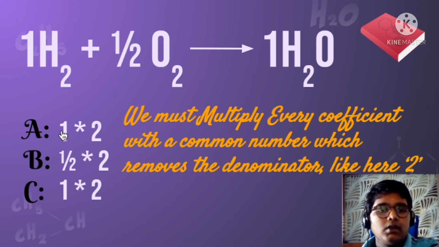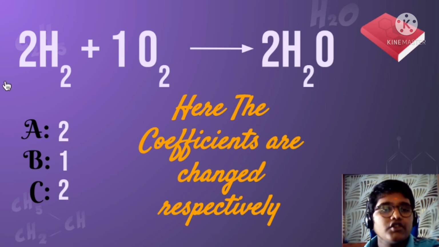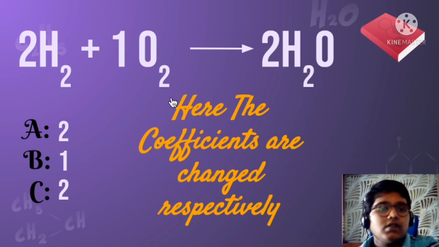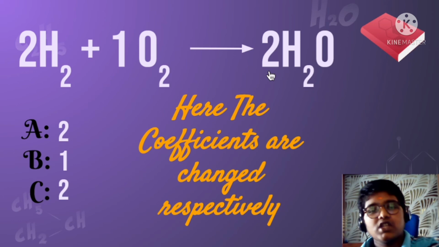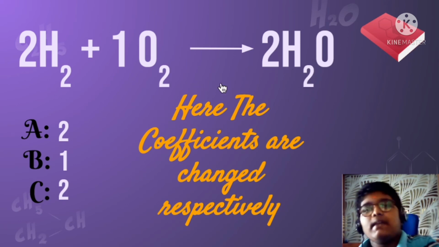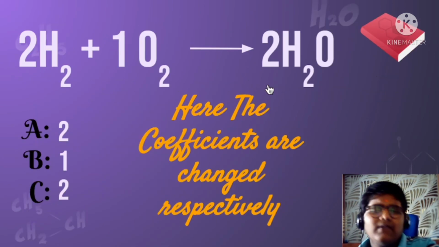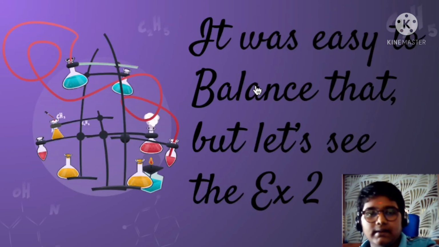So I multiply 2 with A, which becomes 2, and B is half into 2, which becomes 1, and C is 1, so 1 into 2 will be 2. So we substitute these coefficients into our A, B, C respectively, which makes 2H2 plus 1O2 gives rise to 2H2O. Here the coefficients are changed respectively, thus making it balanced. And you don't even need to check if you have done it correctly. 100% surely it will be correct.